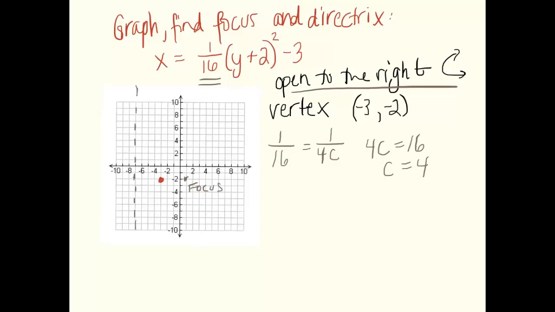I knew that the directrix was to the left and the focus was to the right because of the direction that this parabola has to open. So that's coming from some familiarity. At this point, I can sketch in my parabola.